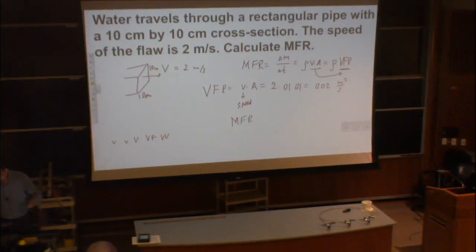Mass flow rate, just multiply this number by the density. 20 kilograms per second. It's straightforward. Now, how many kilograms travel in a minute? Well, delta m equals mass flow rate times time. So 20 times 60 seconds.